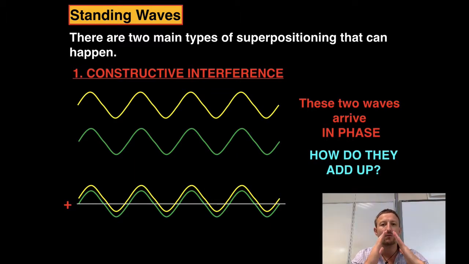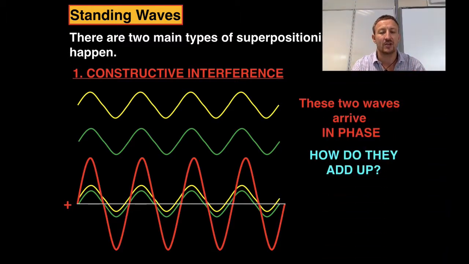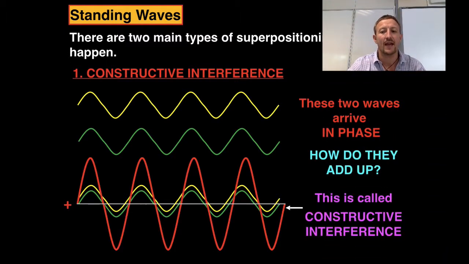Normally they would be sitting right behind each other, but when we combine them together, we are going to get a standing wave, which you can see is double the amplitude. It's double the height. That's the height of the green added to the height of the yellow. And because they're in phase, we get a large wave which is going to be generated. And we call that constructive interference.